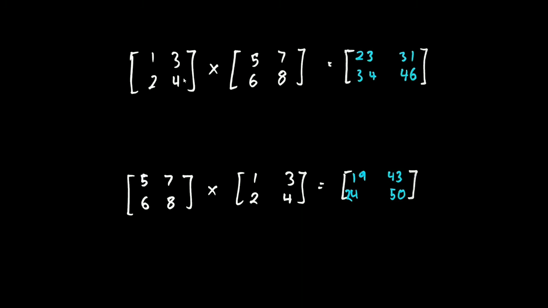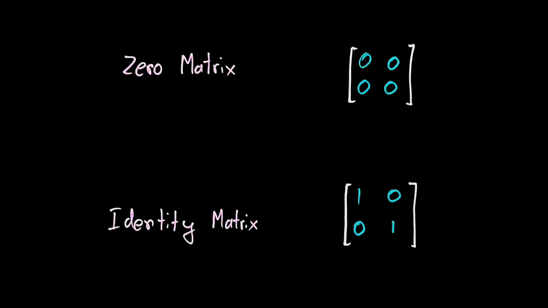And you see, by just switching the places, we get a completely different result. So when we multiply matrices together, the order of the matrices is very important and would give you different results. However, there are some exceptions to this rule. The two exceptions to this rule are zero matrices and identity matrices.